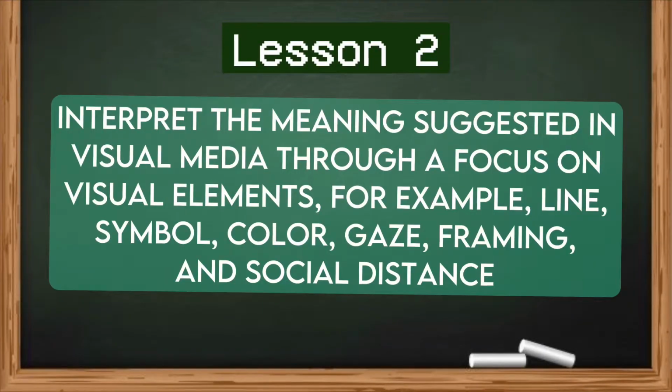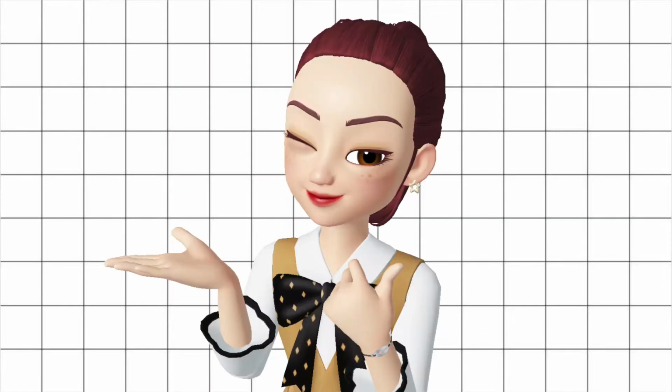In my previous lesson, you were able to identify real or make-believe, fact or non-fact images. Now, in this lesson, you are going to learn how to interpret the meaning suggested in visual media through a focus on visual elements, for example, the line, symbol, color, gaze, framing, and social distance. But before that, let's unlock these words first so that it will be easier for you to understand as I go through the topic.